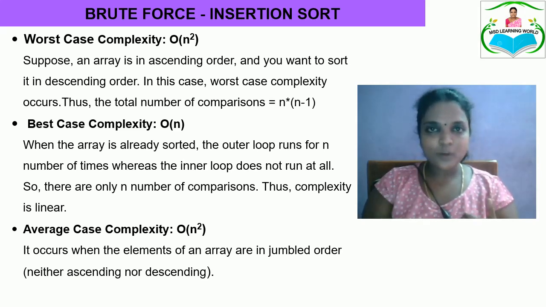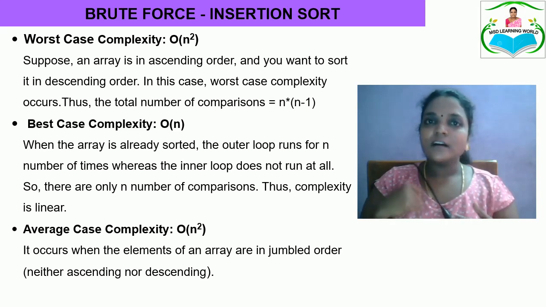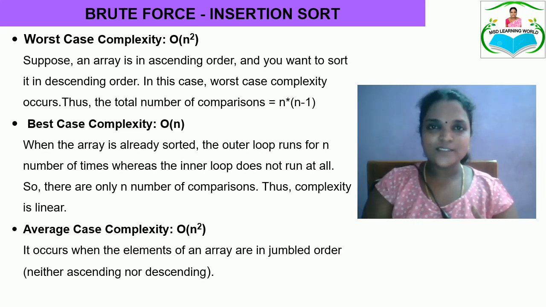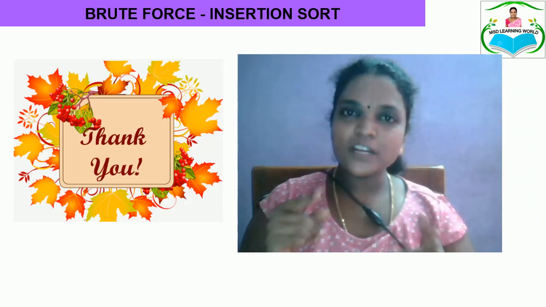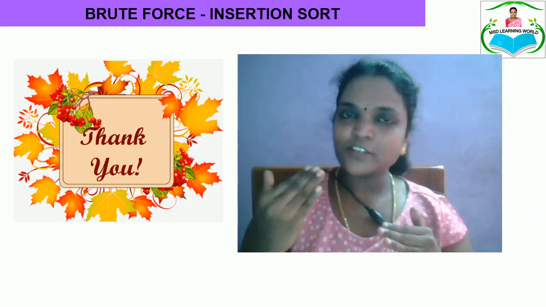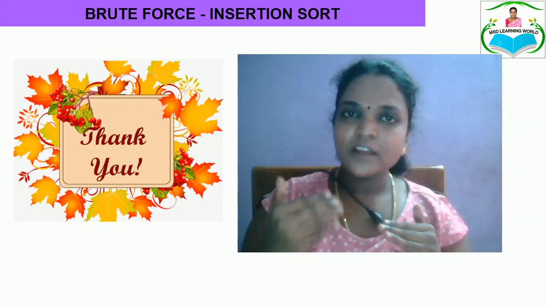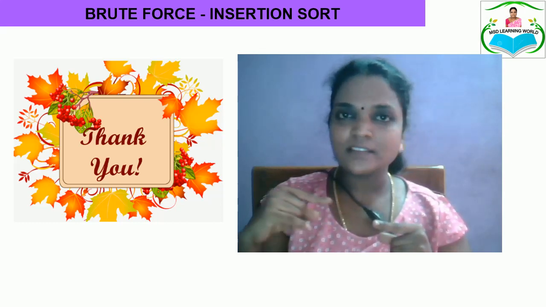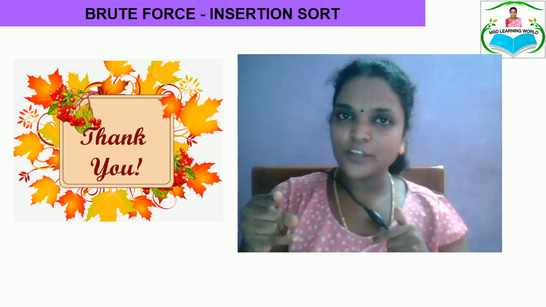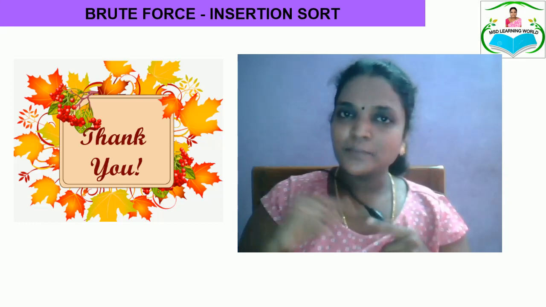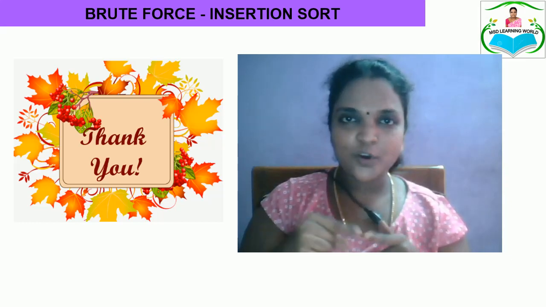So the worst case complexity and the average case complexity of insertion sort is order of n square, and the best case complexity of insertion sort is order of n. In this video we have seen the process of insertion sort with an example, how the algorithm is designed, and that the worst case and average case time complexity is order of n square and the best case complexity is order of n.